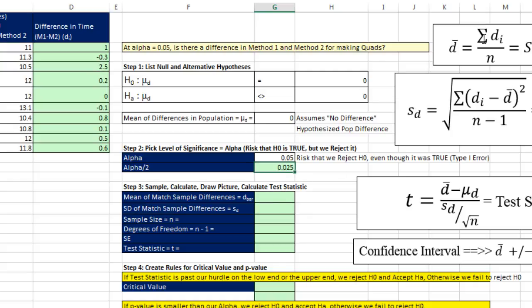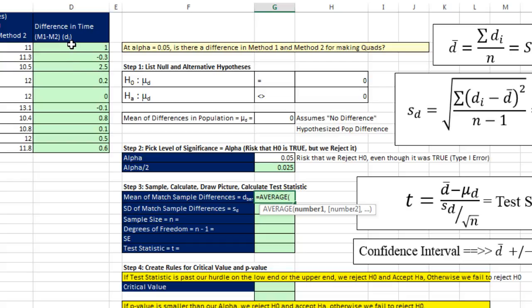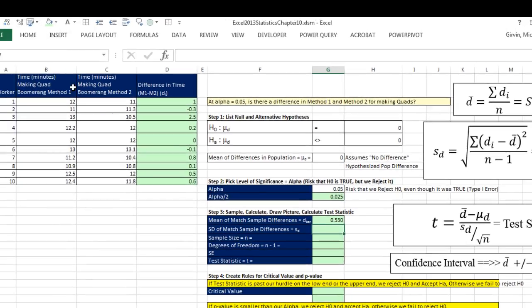Now the calculations, and you can see they're right here, they're just straightforward. The mean of matched sample differences equals, I'm calculating it with the average on a single column, and enter. So our mean difference is 0.53 positive. That means our point estimate for the difference is that there was about half a minute longer for method 1, or said a different way, about half a minute faster for method 2.